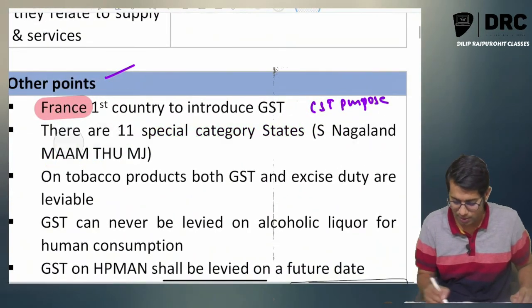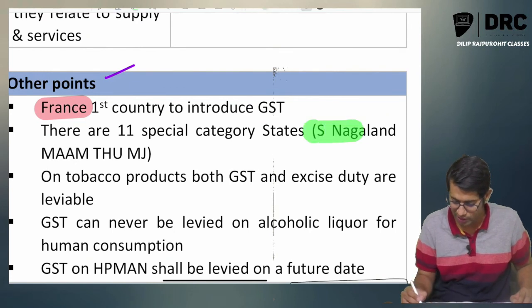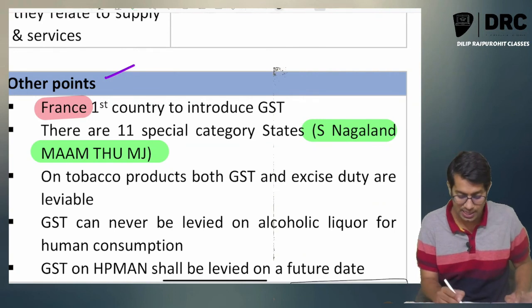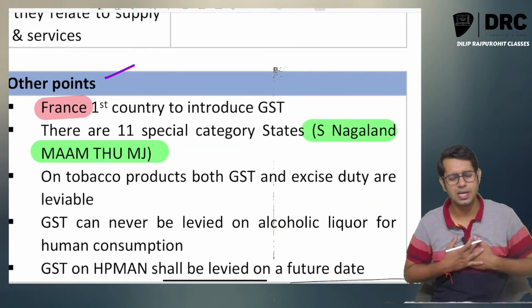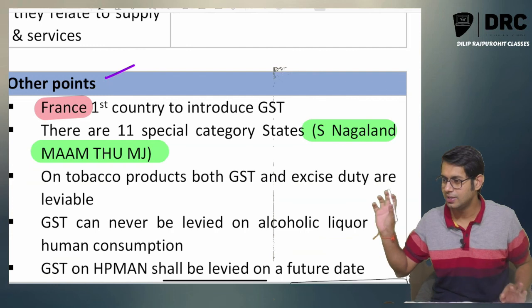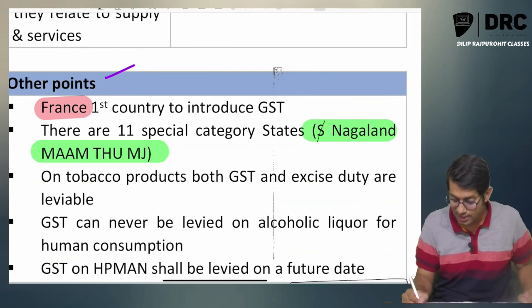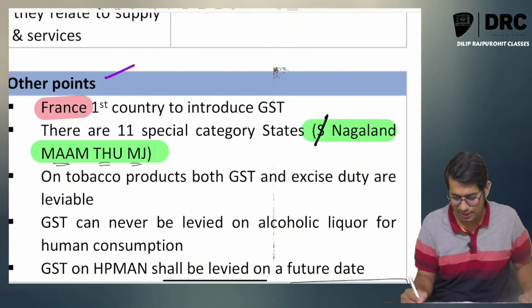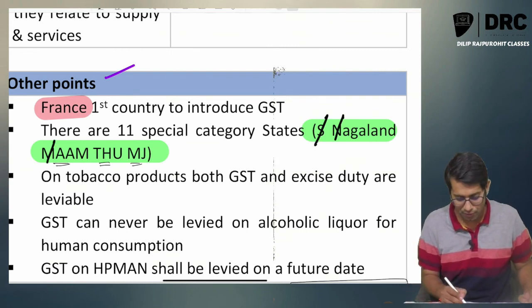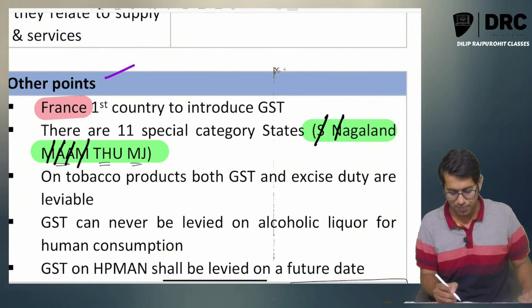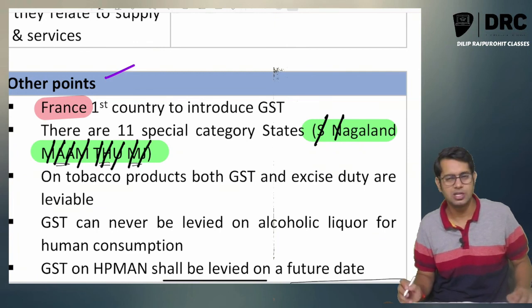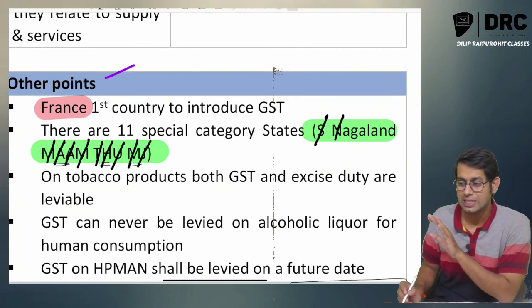Which are these special category states? Yes, Nagaland, ma'am, through Michael Jackson. A small memory technique to remember this. Please note, personally I like Michael Jackson. It is just a memory technique, easy to remember. Y for Sikkim, N for Nagaland, M for Manipur, A for Assam, A for Arunachal Pradesh, M for Meghalaya, T for Tripura, H for Himachal Pradesh, U for Uttarakhand, M for Mizoram, J for Jammu and Kashmir. So these are the special category states.